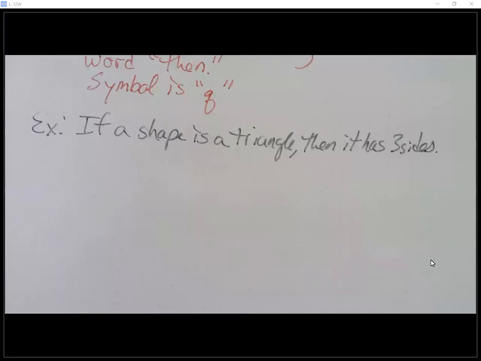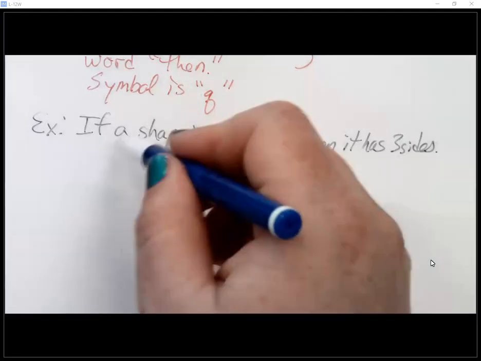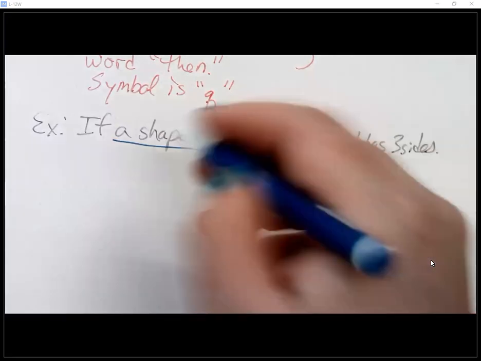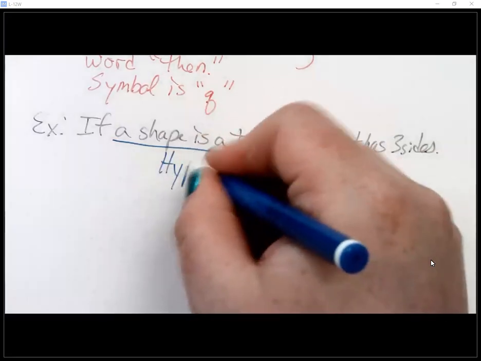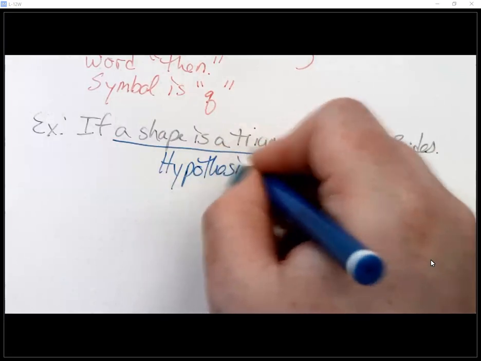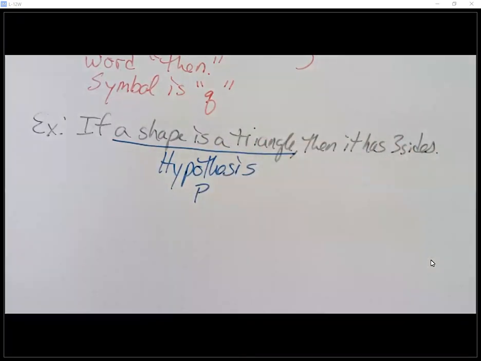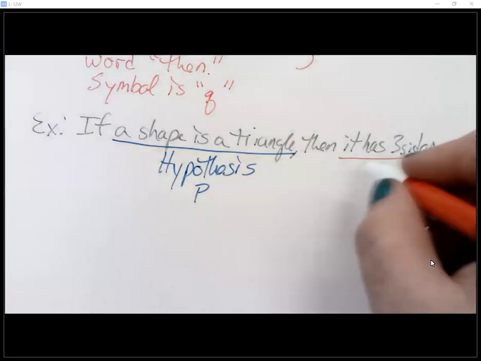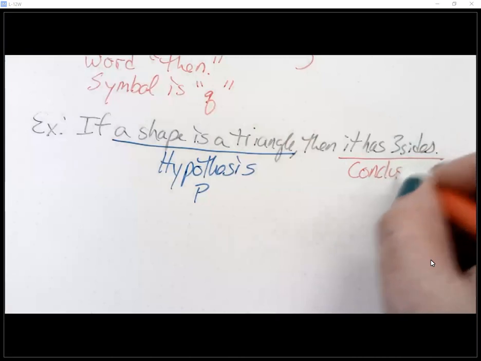So if I ask you to identify the hypothesis and the conclusion, Riley, go ahead. That's pretty much it. The only thing I'm going to say is you don't actually include the words if and then, just the chunk that comes after. So we would say a shape is a triangle. That's my hypothesis. Or you can just use the letter P. And then it has 3 sides is simply the conclusion. Or Q.